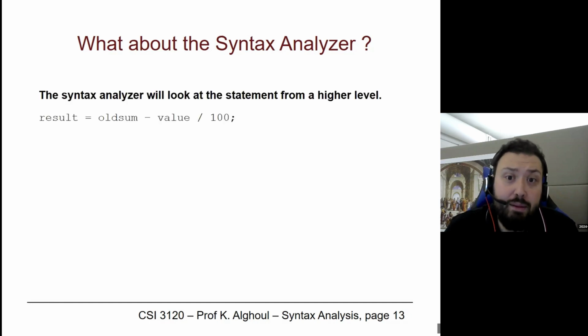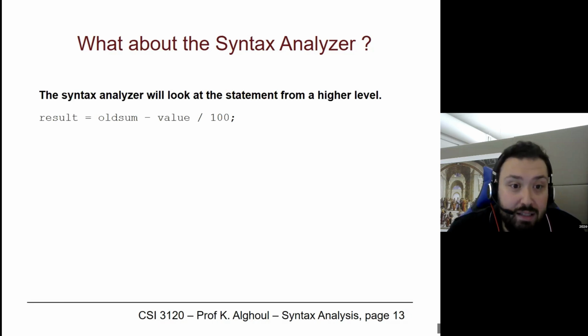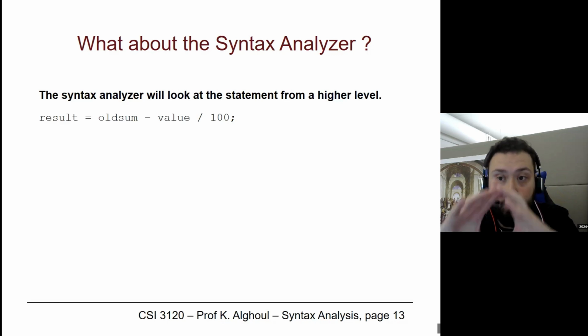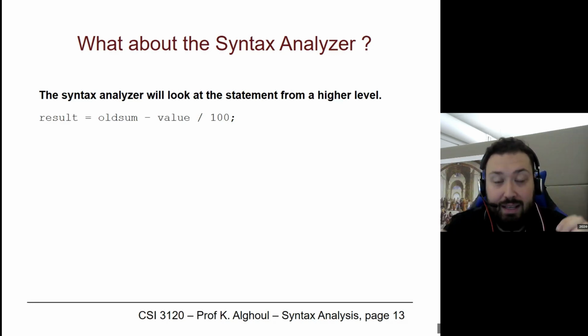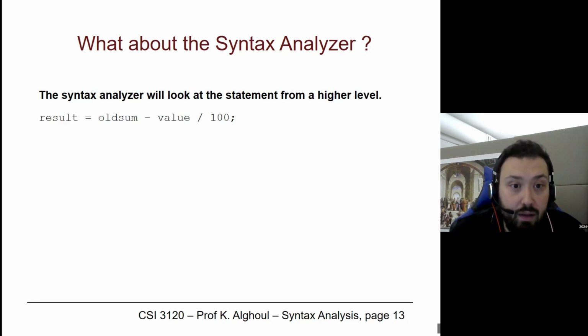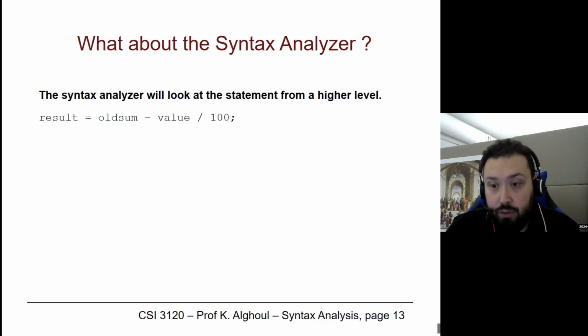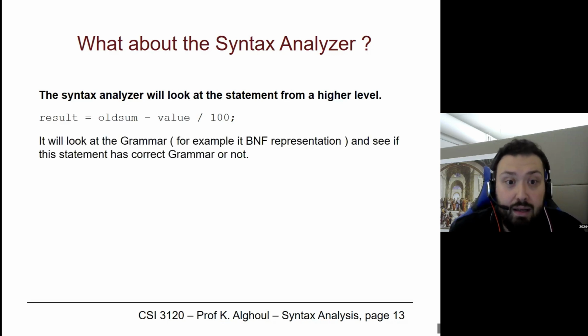So for the same example, what is being checked here by the syntax analyzer? Let's say I have value as a string and I'm dividing by 100. I cannot divide a string by 100. So of course, one of the rules in the BNF would be that value has to be a number, correct? So we're looking at the whole syntax of the statement instead of each value, each symbol alone. It looks at the grammar, for example the BNF representation that we covered before, and sees if the statement has correct grammar or not.